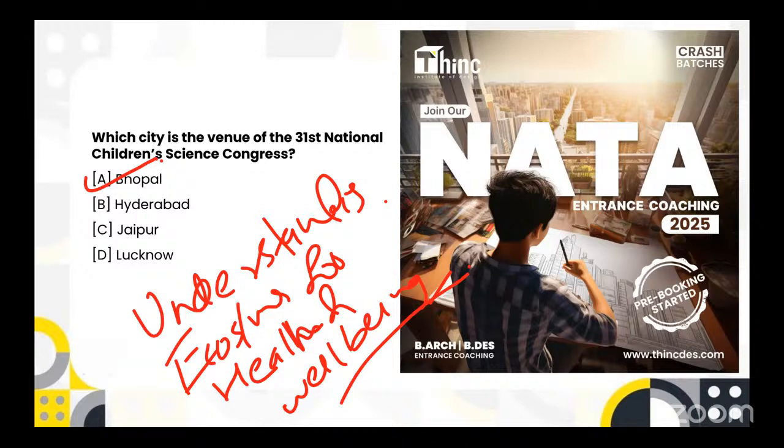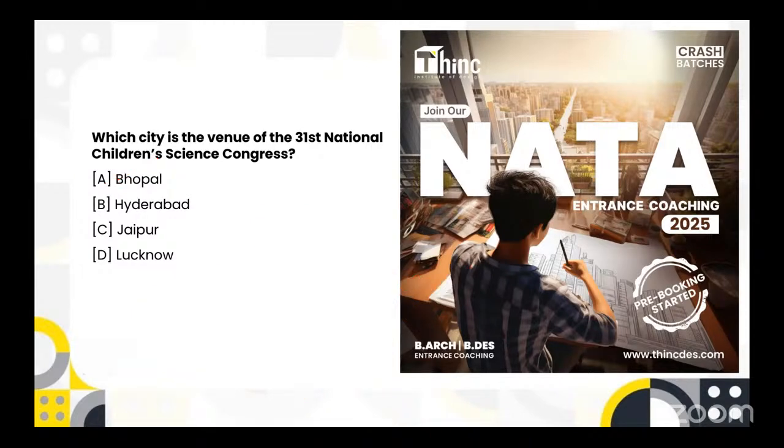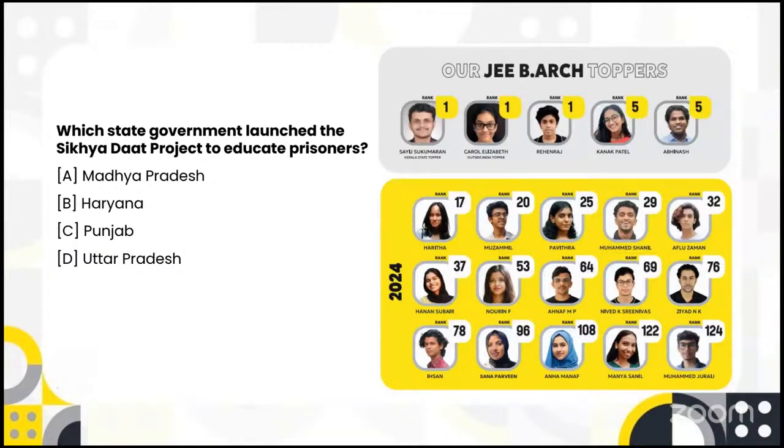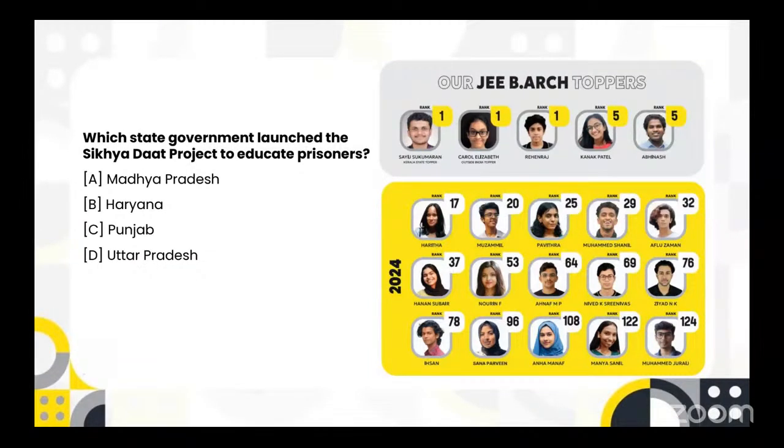All right, moving on to the next question. Which state government launched the Sikhiya Dat project to educate prisoners? Sikhiya Dat means to teach. Jagat Guru Nanak Dev Punjab State Open University and the Punjab Prison Department together joined this Sikhiya Dat. Okay, so that is Punjab.